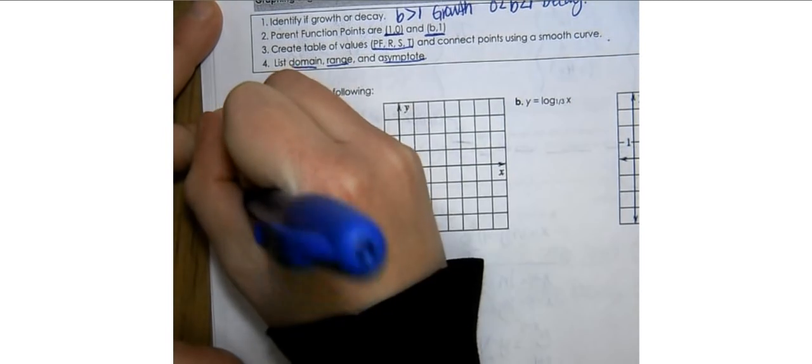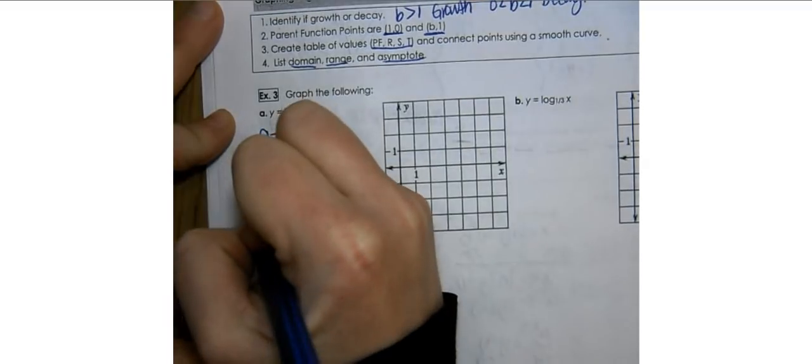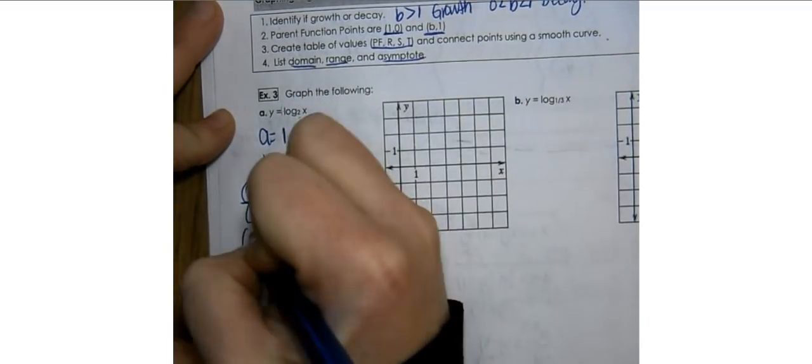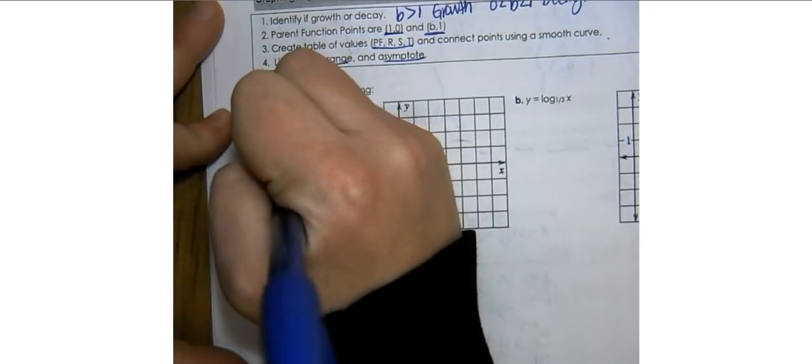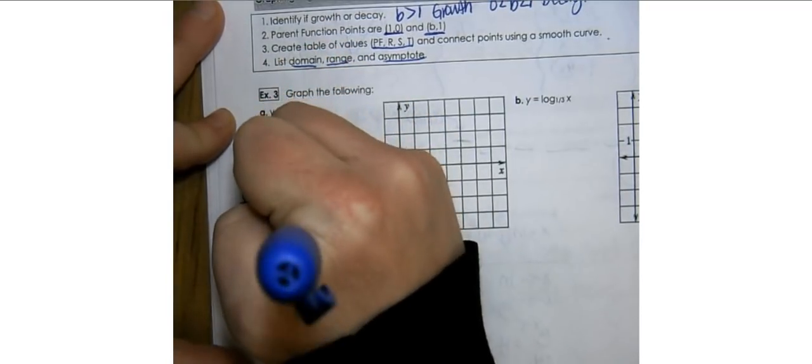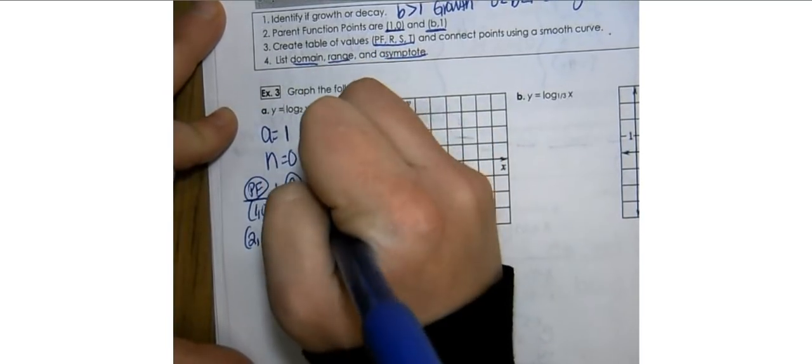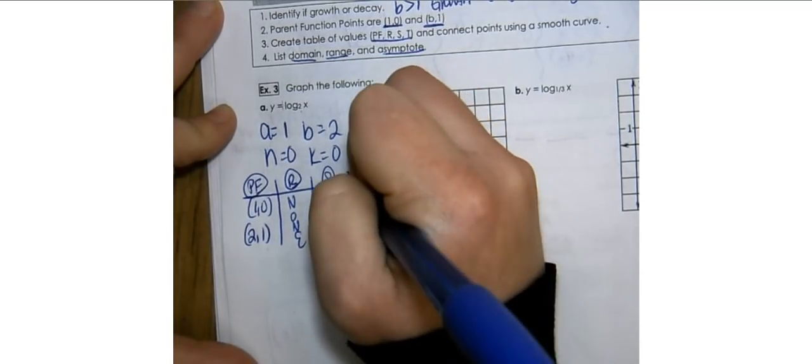So I'm going to write the parent function. My parent function is going to be (1, 0) and then (b, 1), which is (2, 1). In this case, I do not have a reflection. I do not have a stretch because my a value is equal to 1, and my h and k are both equal to 0, so I'm not adding or subtracting anything. So my ordered pairs are going to be (1, 0), so I'm going to plot (1, 0) and (2, 1).